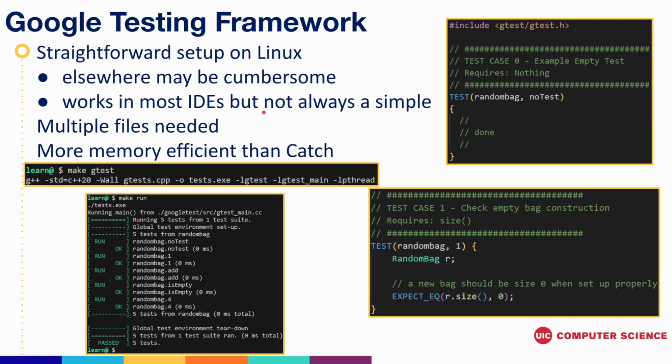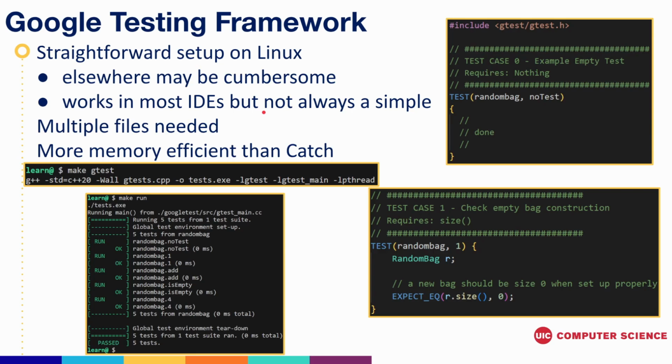Multiple files are required. So we'll see we include a header, but because we're installing essentially the Google Test Framework, we can have multiple files. But then the trade-off against Catch is that it's now more memory efficient, because instead of having a single header that includes everything under the sun, we're just going to include the things that we need for our executable to run, the things that we're using within the Google Test Framework.